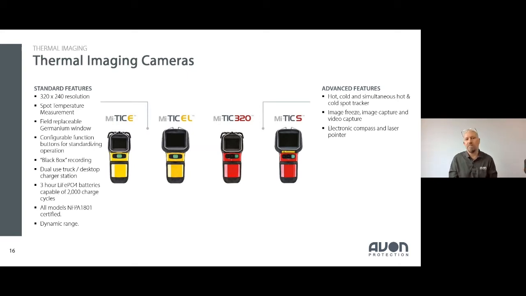We have a desktop charger, which I won't show you, but that's a charging station as standard, so you don't need to buy that as an optional extra. It is an optional extra if you want to, but it comes as standard with one. We have a 3-hour battery life, although we are looking at changing that shortly. We're looking at new battery technology at the moment. So in the next 3 to 6 months, we should definitely have a new battery technology that will give you in excess of 4 hours. The good thing about our batteries is they are lithium iron phosphate, capable of over 2,000 charge cycles.